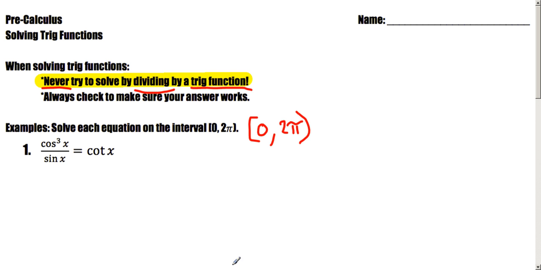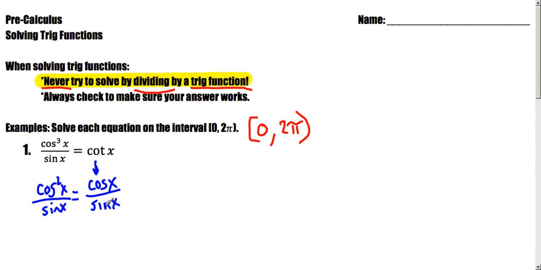The first thing I see is this sine in the denominator, and if I can, I want to get rid of fractions. So I would typically start by multiplying both sides by sine, but before I do that, I see that I've got cotangent over here. Recall one of our quotient identities that cotangent is the cosine of an angle over the sine of an angle. So I rewrite cotangent as that quotient and bring down the left side of my equation.